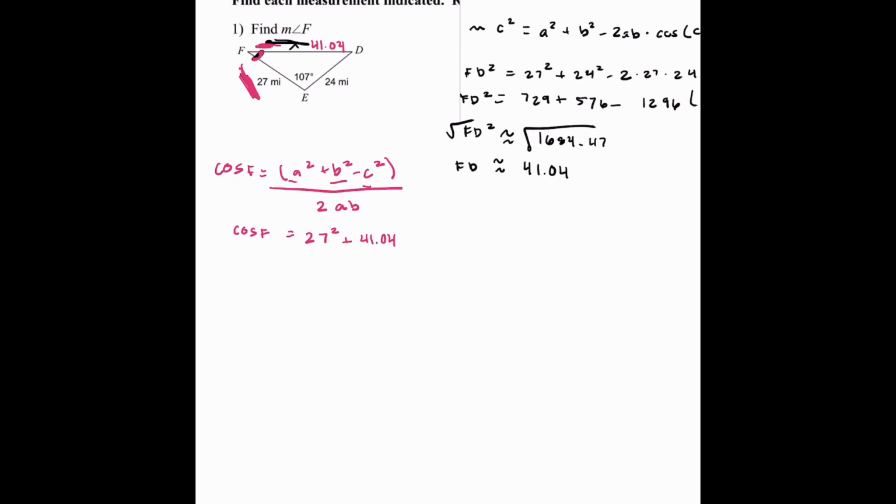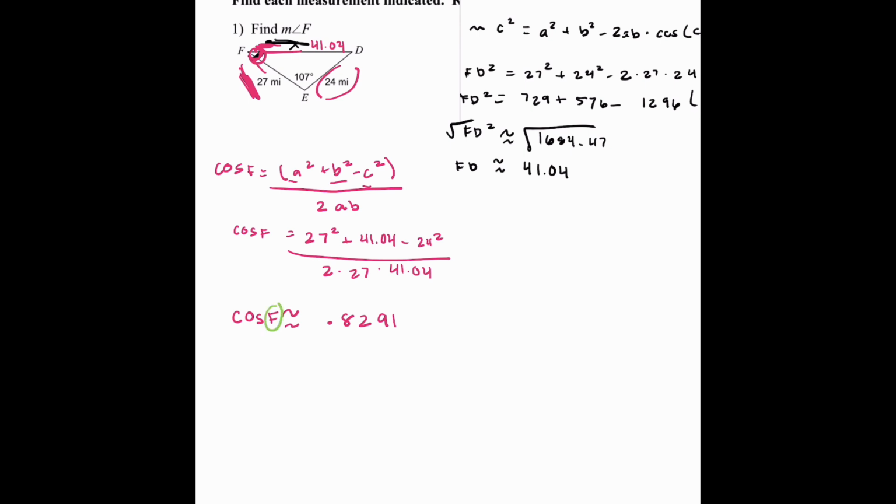A squared and b squared, it doesn't matter if you flip them because of the commutative property, you would still get the same value, but you just have to make sure that c squared is correct, which is 24 squared. Since this side length doesn't form this angle, that's why it's c squared. And then we're going to divide that by 2 times 27 times 41.04. And this would be approximately 0.8291, which is equal to cosine f.